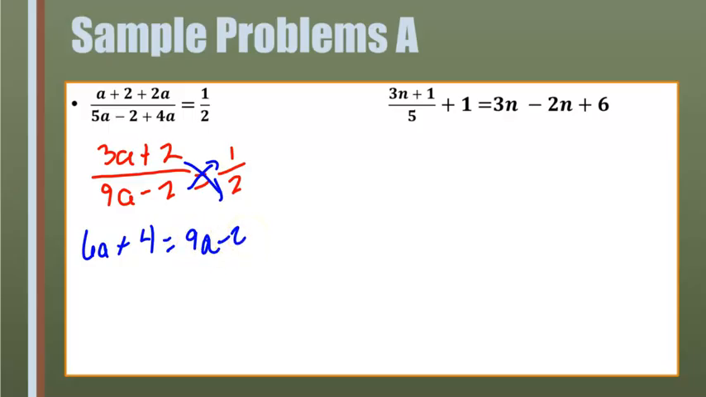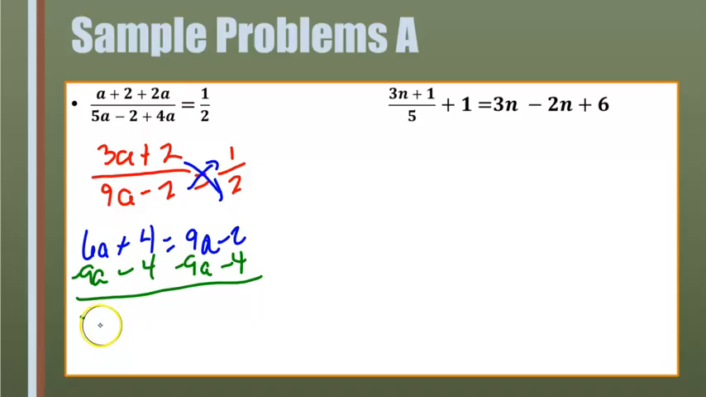Now from this point, we want our a's on one side. It doesn't matter which side you put it on. So I'm going to put my variable on the left. That means I'm going to subtract 9a on both sides. But I also don't want this 4 here, so I'm going to subtract 4 right away on both sides. That leaves me with negative 3a.